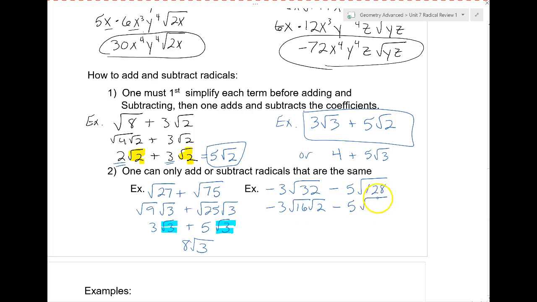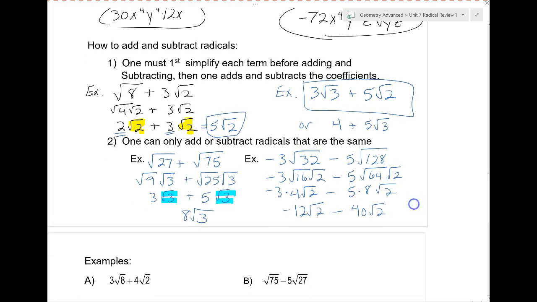Okay, well, to simplify that, I take out my perfect square numbers, and my perfect square number that comes out of 128 is 64. So notice square root of 32 goes into root 16 root 2, square root of 128, square root of 64 root 2. So then I get negative 3 times 4 times root 2 minus 5 times square root of 8 root 2. I get negative 12 times the square root of 2 minus 40 times the square root of 2. And then we can simplify it like terms. Since they're both negative, we add them together. I get a negative 52 root 2.